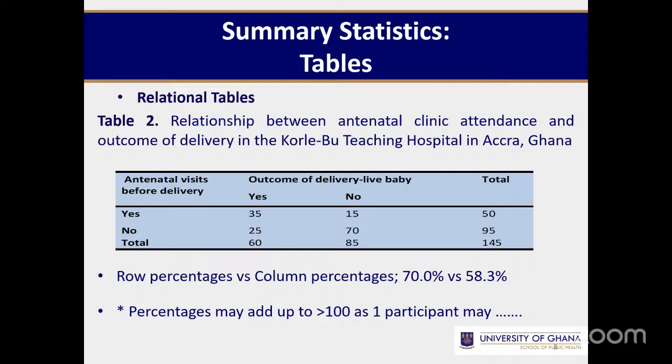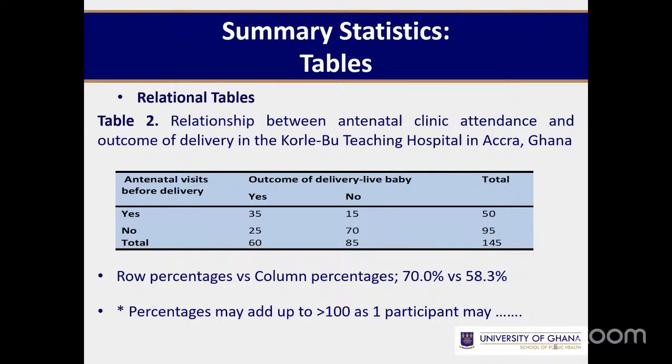Now look at the same 35. If you divide it by 50, what do we get? 0.7, that's 70%. All right. So you see, this same 35 divided by different denominators gives us different answers. And this is very important in how you write text for this table.